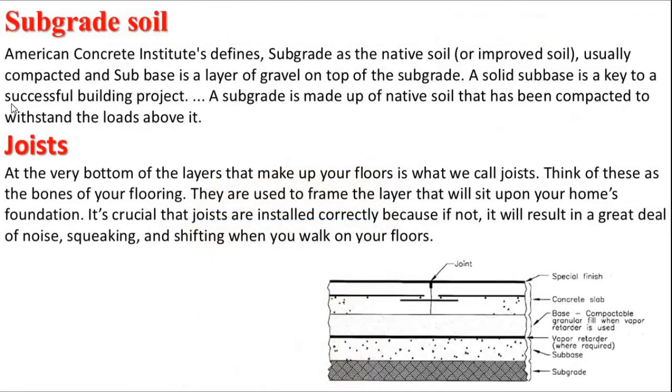Number one is subgrade soil. American Concrete Institute defined subgrade as the native soil, usually compacted, and subbase is a layer of gravel on top of the subgrade. A solid subbase is a key to a successful building project. A subgrade is made up of native soil that has been compacted to withstand the loads above it.